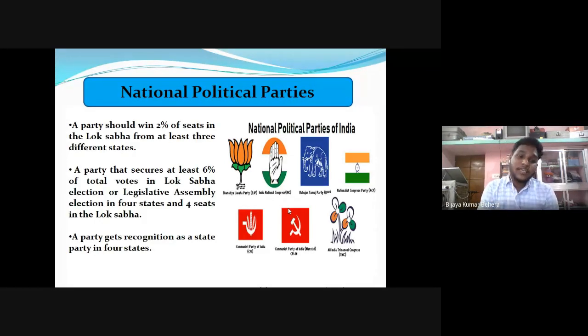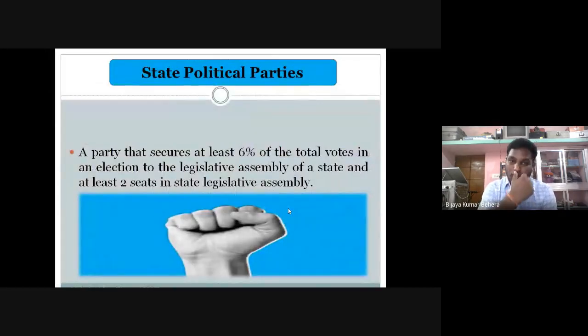And second one is, if a party is recognized as a state party in four states, then we can call it a national political party.